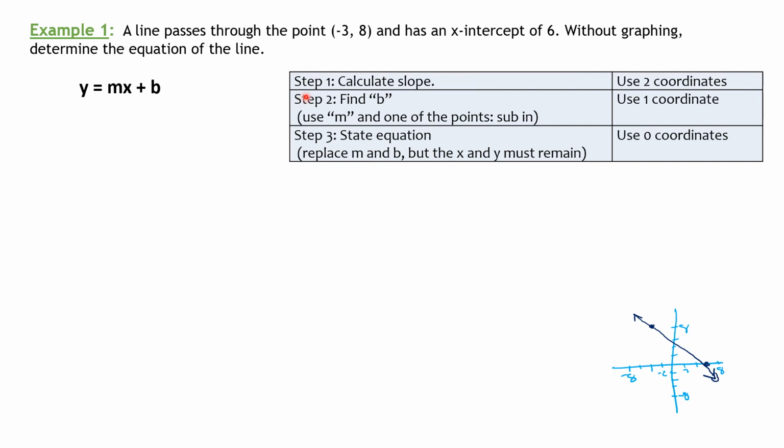Step 1 is to calculate the slope. And this is the same step 1 we've had before. And I put over here how many coordinates are needed for each step. To calculate the slope, we need 2 coordinates because of the formula, right? Here's the formula for calculating slope. M for monte: y2 minus y1 over x2 minus x1.